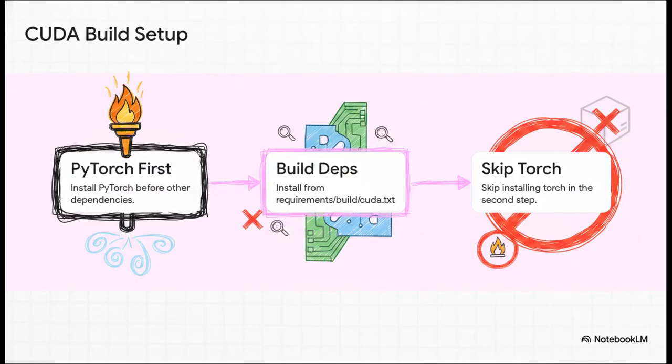If you are on that CUDA and C++ track, the source gives you a very careful, sequential process, so you don't end up trapped in dependency hell. So, step 1, you must install PyTorch first. Step 2, you then install the necessary build dependencies directly from the requirements/build/cuda.txt file. And step 3, and listen up because this is absolutely crucial to this workflow, you must skip installing Torch during that second step because, well, you already installed it in step 1. The documentation explicitly warns about this just to make sure your build compiles flawlessly on the very first try.